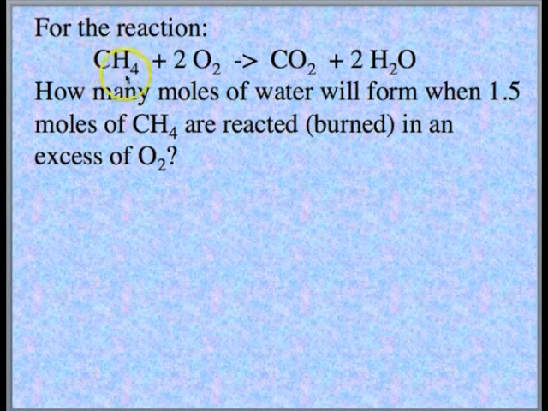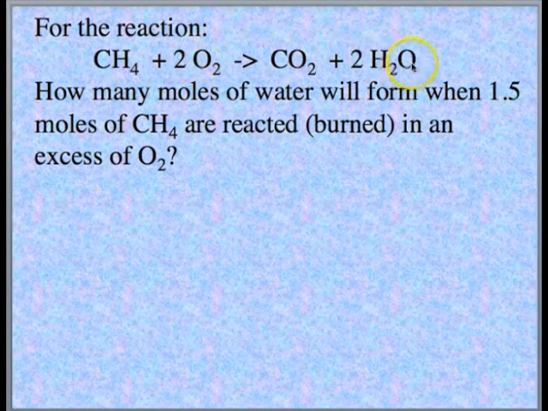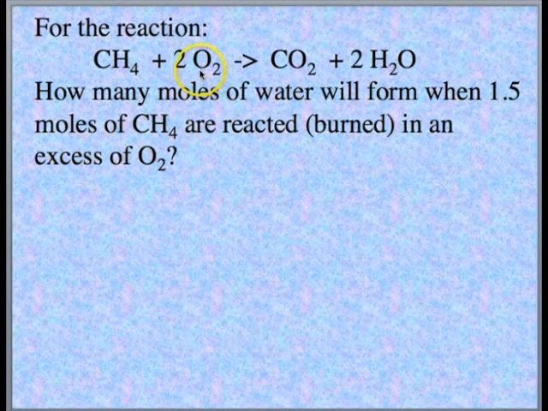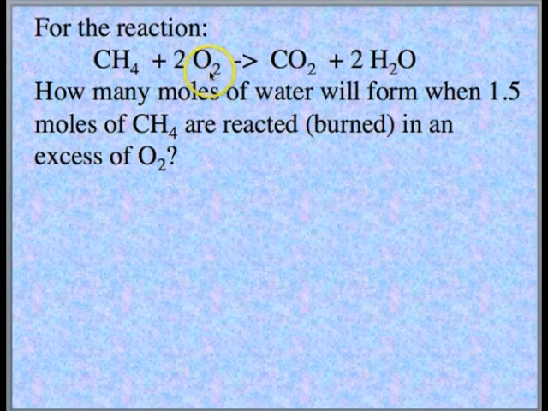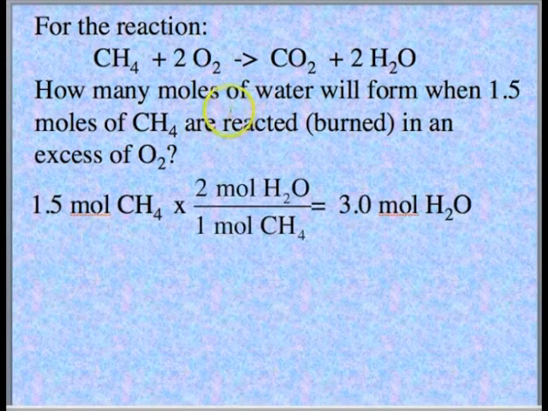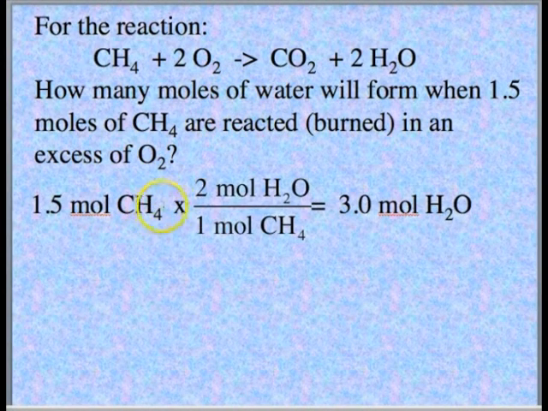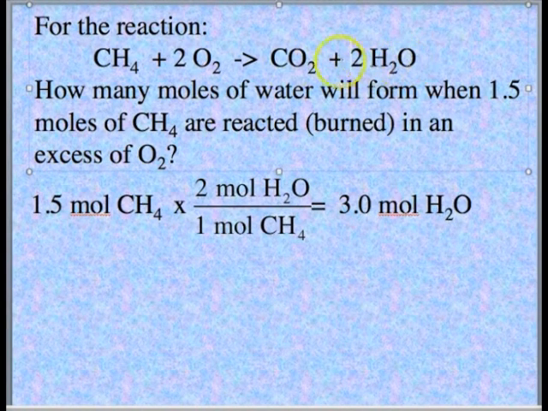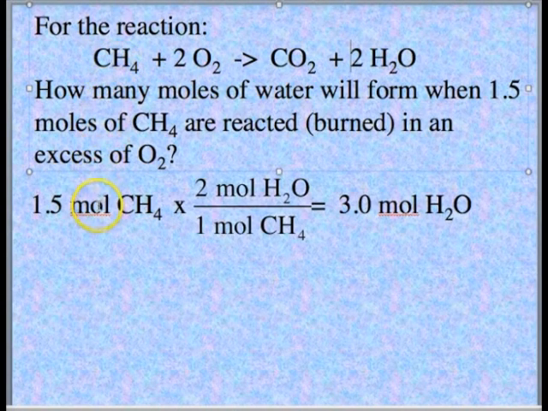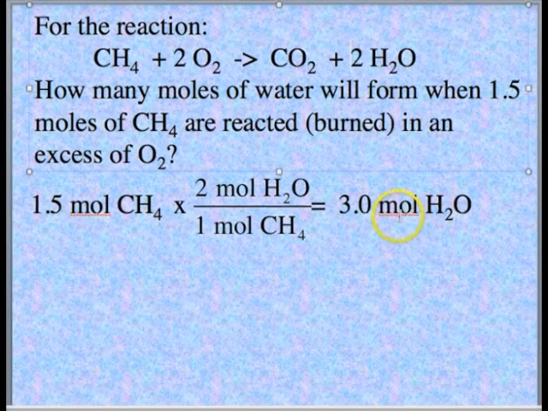This time we're interested in the relationship between methane and water. And we're told that we have an excess of oxygen, so we don't need to worry about the oxygen. We have all we need and more. So how do we calculate the moles of water? We take our 1.5 moles of methane that are given. We apply the ratio 2 moles of H2O to 1 mole of methane to the given number of moles. And we end up with 3 moles of water that are going to be formed as a result of this reaction.